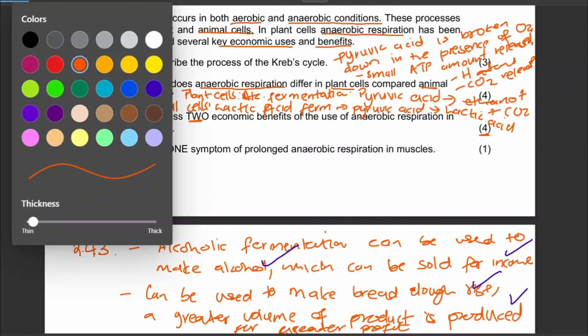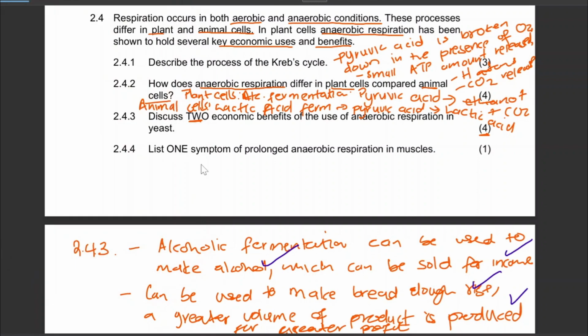2.4.4: List one symptom of prolonged anaerobic respiration in muscles. They will definitely have some cramps, so muscle cramps. Spasms also.